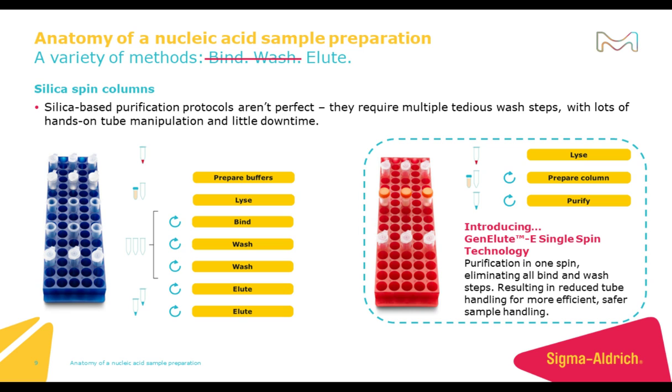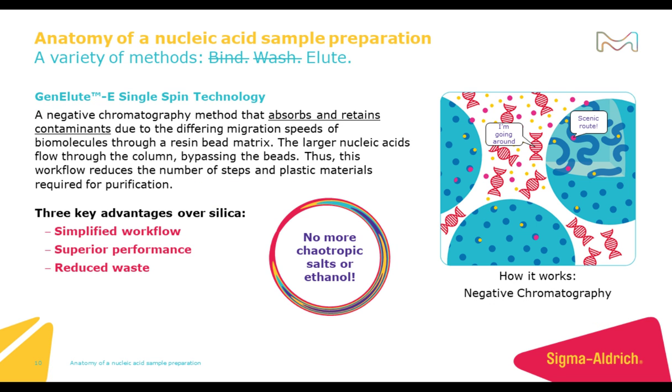And now I get to introduce you to the GenElute E single spin technology, where the nucleic acid is purified in a single spin. This is eliminating all of the bind and wash steps, resulting in reduced tube handling and a safer and more efficient way of handling your sample. You may be thinking, you cannot just eliminate the bind and wash steps. However, by using a negative chromatography method, it is possible.